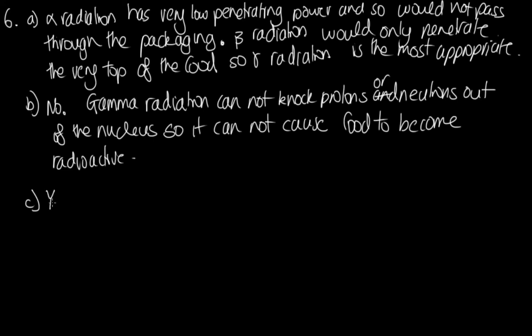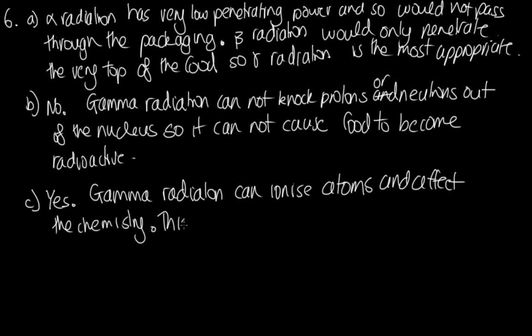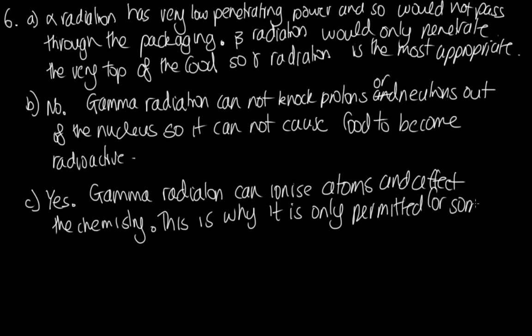So let's write that down. Yes, gamma radiation can ionize atoms and affect the chemistry. This is why it is only permitted for some food items in Australia.